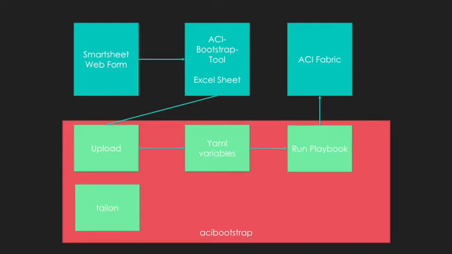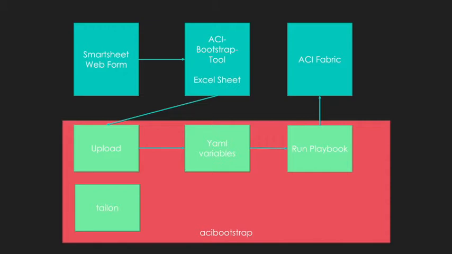So ACI Bootstrap, the main components are down here in the red. We have an upload or import functionality. This is where we take values out of an Excel sheet that is provided within the repository, called the ACI Bootstrap Tool Excel sheet. We have a Smartsheet web form front end for that, but you can have any sort of front end as long as it outputs to the same data structure as that Excel sheet.